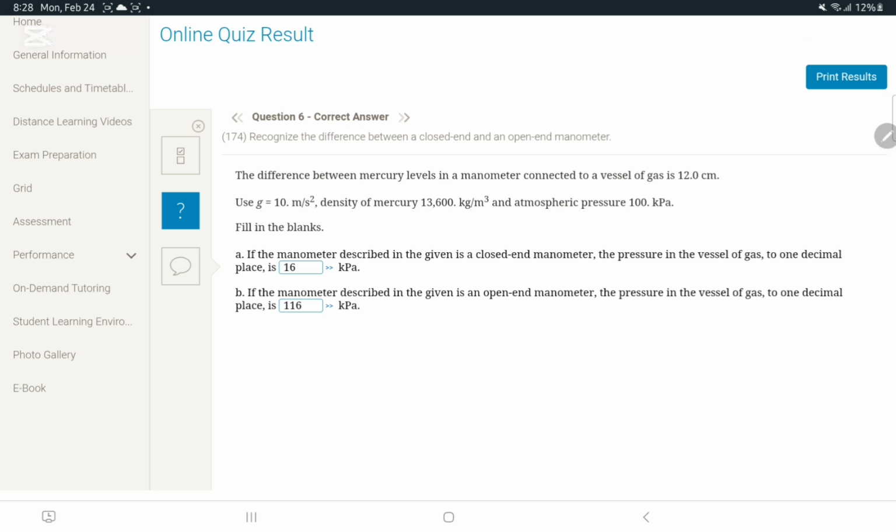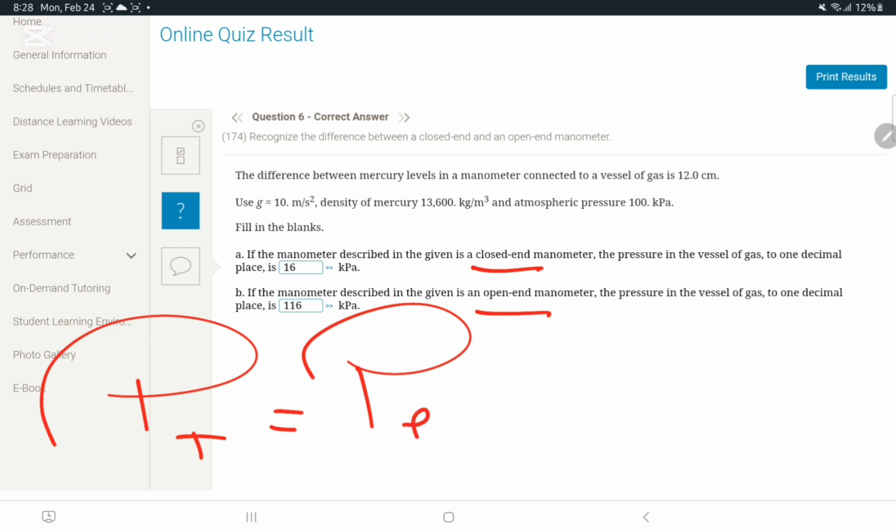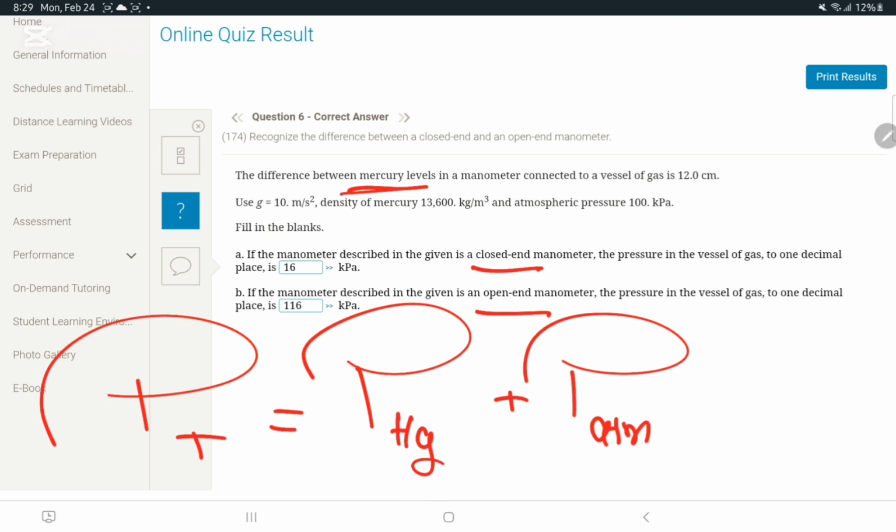Okay, here we have two scenarios: when the container is open end and when the container is closed end. Take in mind that closed end means it's just going to be the pressure of the liquid on the object, or the pressure of the mercury in this case. Okay, but if it's open end, take note that we have the pressure of the atmosphere, known as atmospheric pressure. Let's do the closed end, and by doing the closed end we can easily find the open end.